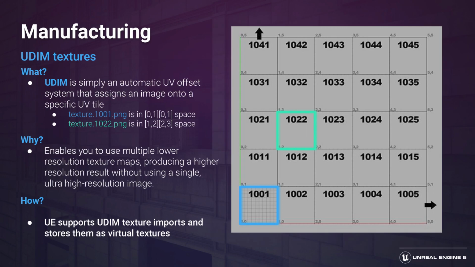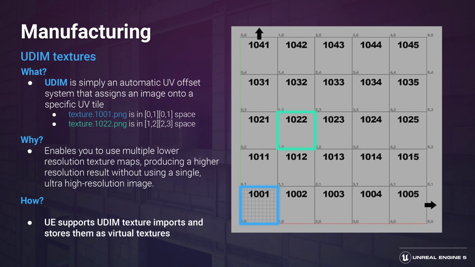Let's talk about UDIM textures for a second. UDIM is simply an automatic UV offset system that assigns an image into a specific UV tile. So the mapping between the number that is found in the image file name is then used to offset that image into UV space. This allows us to use multiple low-resolution texture maps, producing a higher resolution result without using a single ultra-high resolution image.